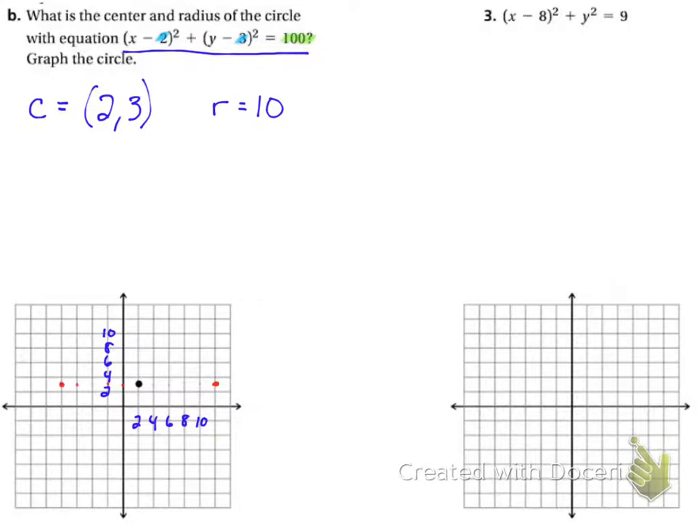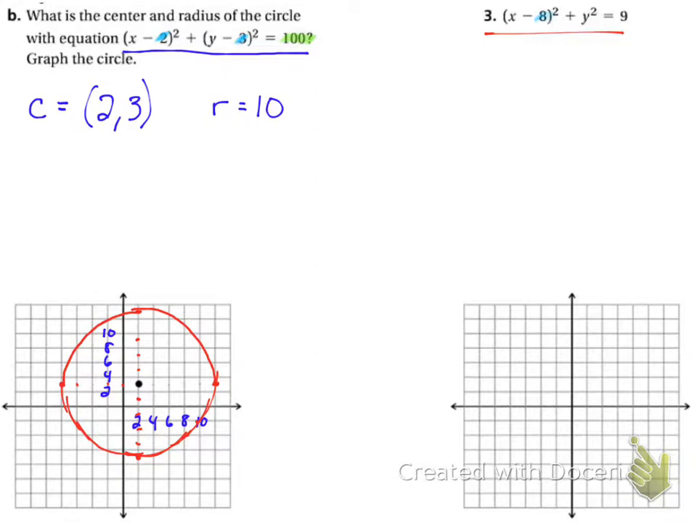And then again going up, this is going to be 2, 4, 6, 8, 10. And then 2, 4, 6, 8, 10. When I'm graphing these, I'm just going to draw a big old circle, connecting these 4 points together. I've got my center, I've got my radius. And so there's my circle. It looks pretty great.